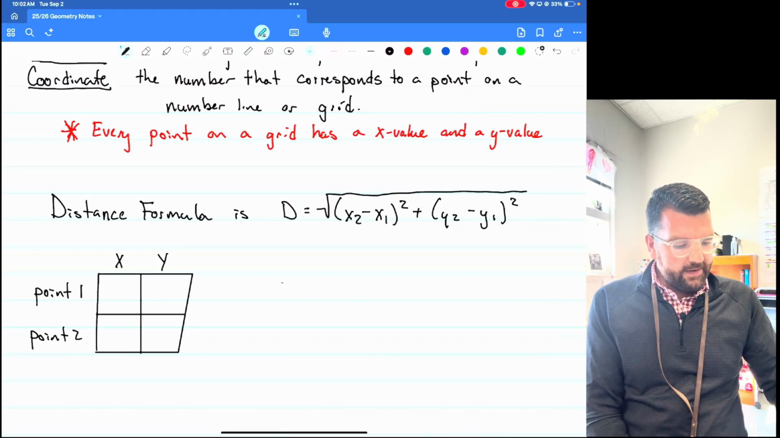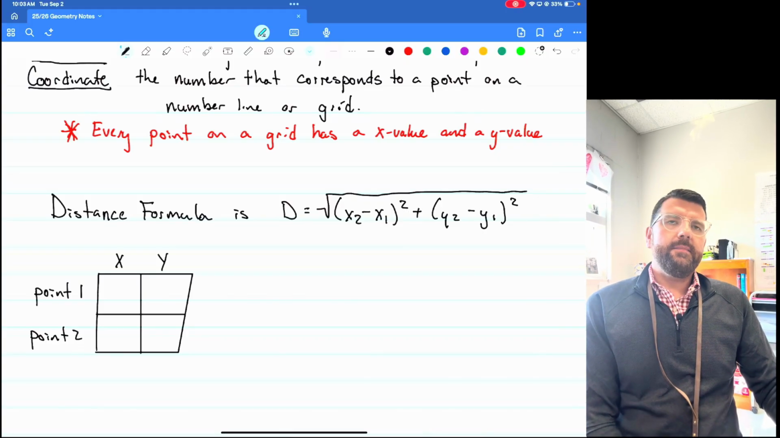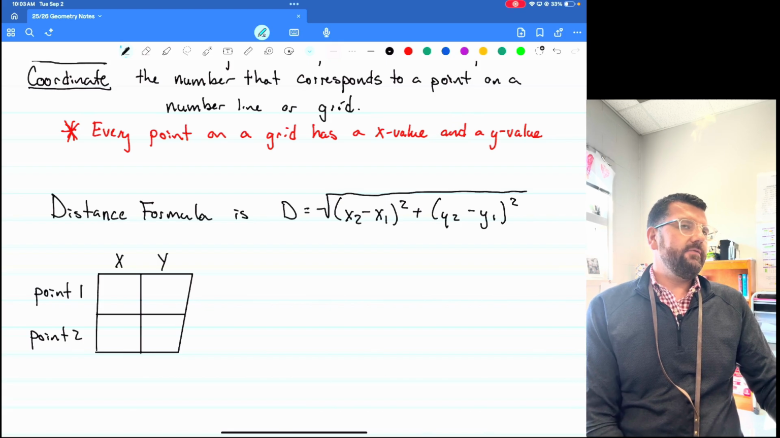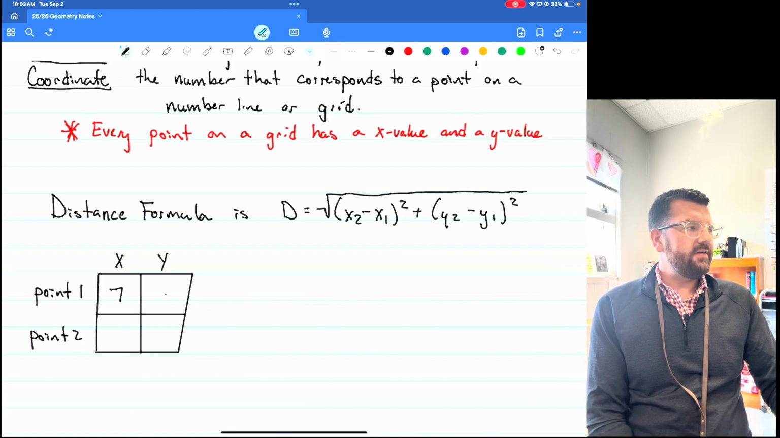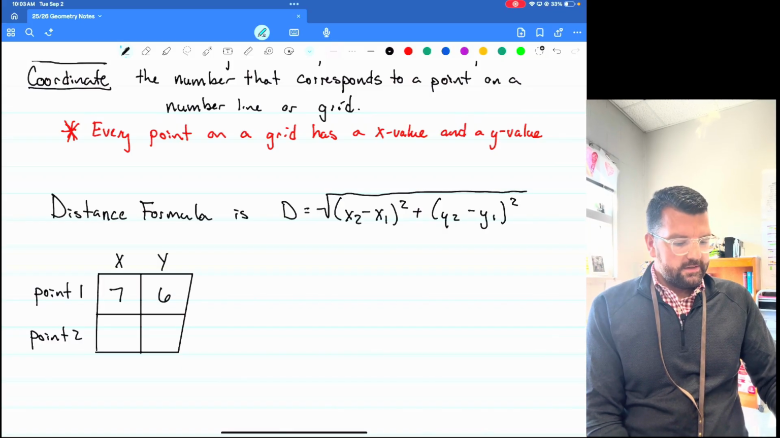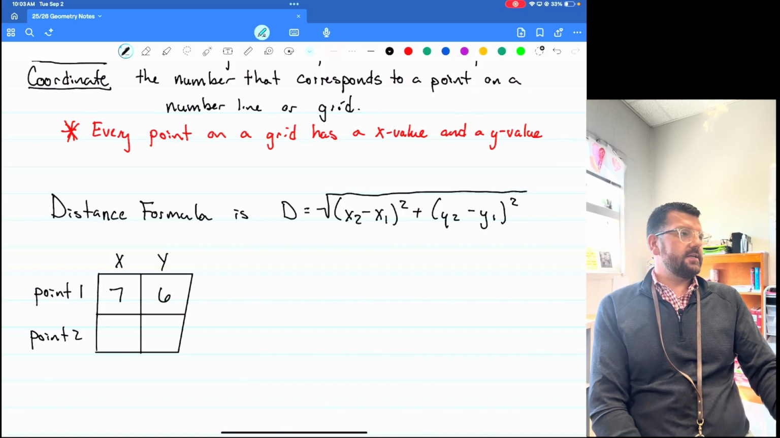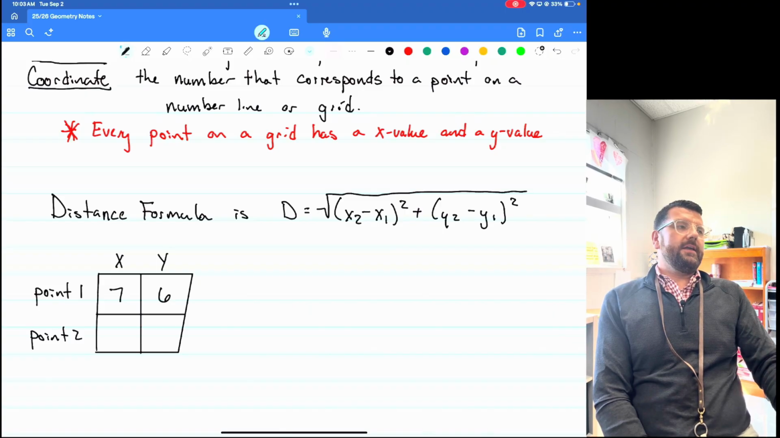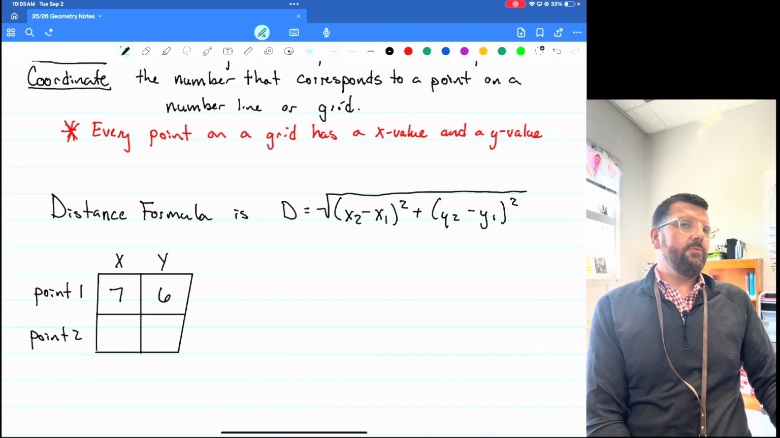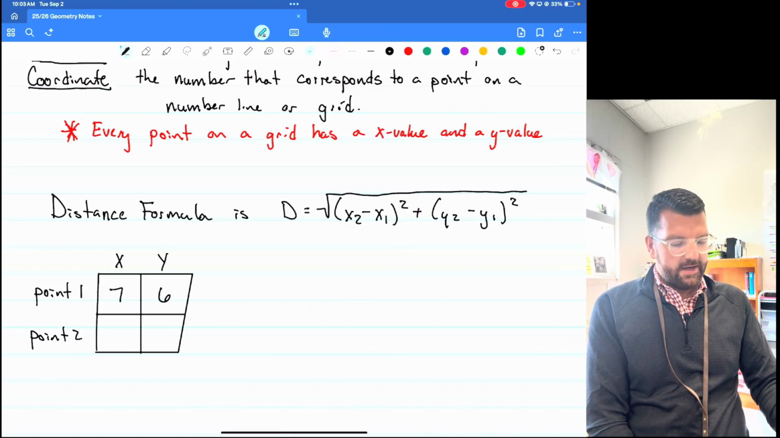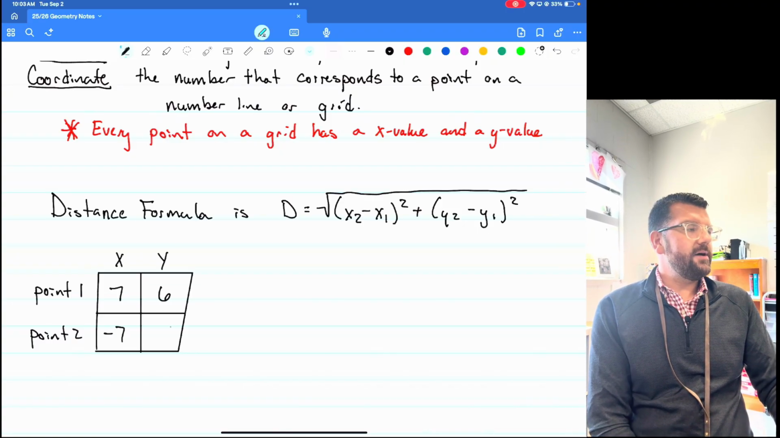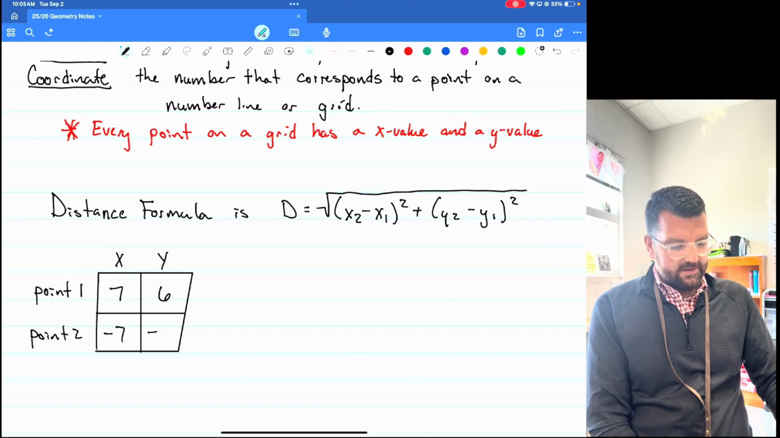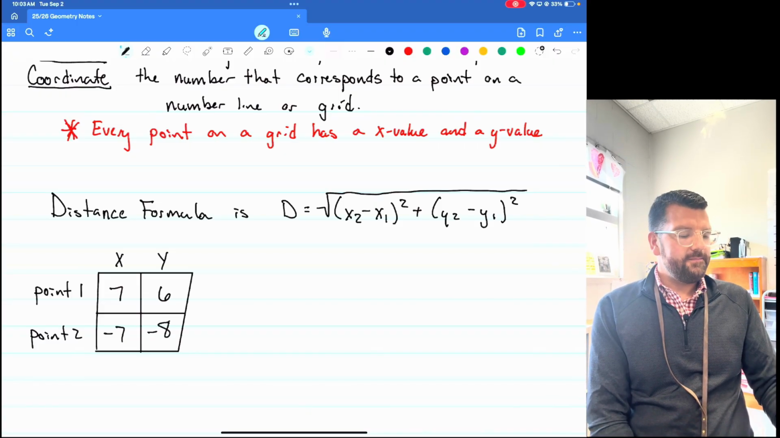Now, somebody give me a number 1 through 10, negative or positive. 7. Give me another number. 6. Surprised y'all didn't say 6, 7. Okay, give me another number that's 1 through 10 or 0 through 10, negative or positive. Negative 7. And another number? Negative 8. Okay.